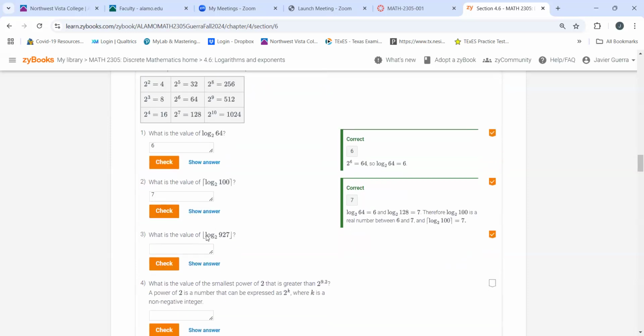All right. So this one, the next one, number 3, we're looking for floor. I want to find a base containing some exponent that gives us close to 927. Well, 927 is between 9 and 10. So we want to do the floor. So it has to be the smaller one. So it has to be 9.